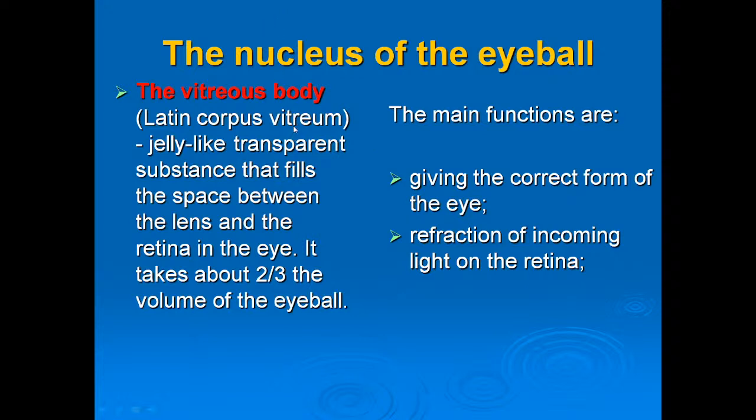Next structure, the vitreous body, Latin name corpus vitreum, a jelly-like transparent substance that fills the space between the lens and the retina in the eye. It takes about two thirds of the volume of the eyeball. The main functions of the vitreous body are giving the correct form of the eye and refraction of incoming light on the retina.